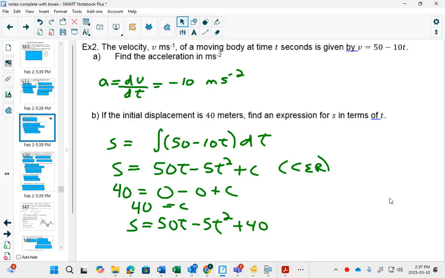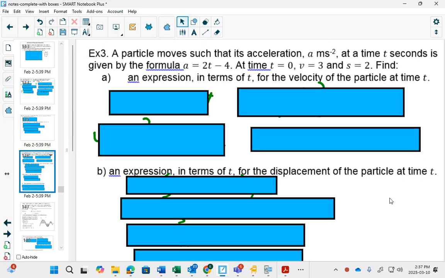All good? Awesome. Not too bad, right? I usually find that some of the basic velocity and acceleration questions don't give you really hard integrals to work with, so it tends to be almost an easier question. Because they're really seeing, do you understand the relationship between them? And they don't really give the hardest questions all the time.